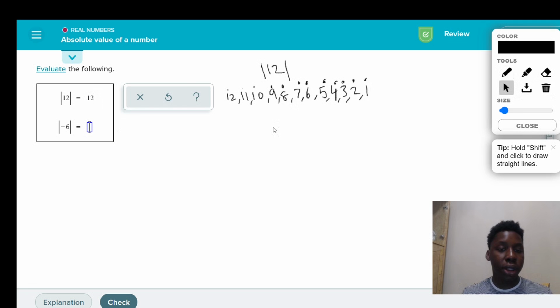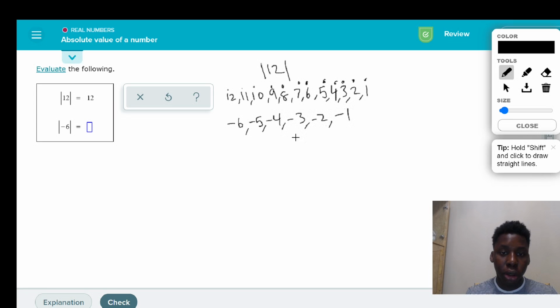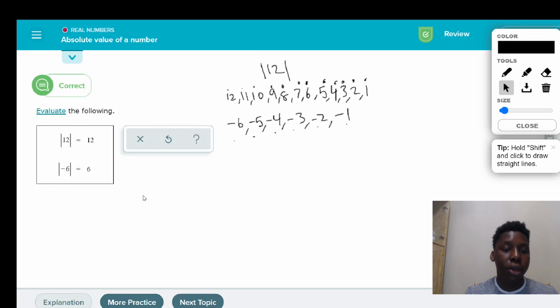And for this minus 6, to get from minus 6 to zero, we're going to have to count the amount of steps it takes. That would be minus 6, minus 5, minus 4, minus 3, minus 2, minus 1. If you count each step, that would be 1, 2, 3, 4, 5, 6. So we'll put in 6, because that's the amount of steps it takes. It's really not that hard.